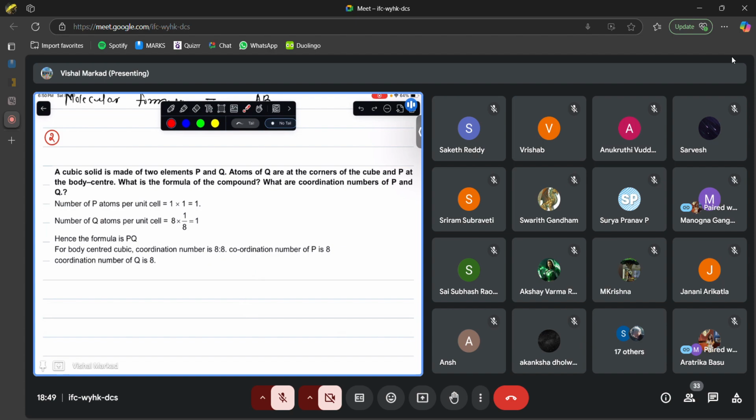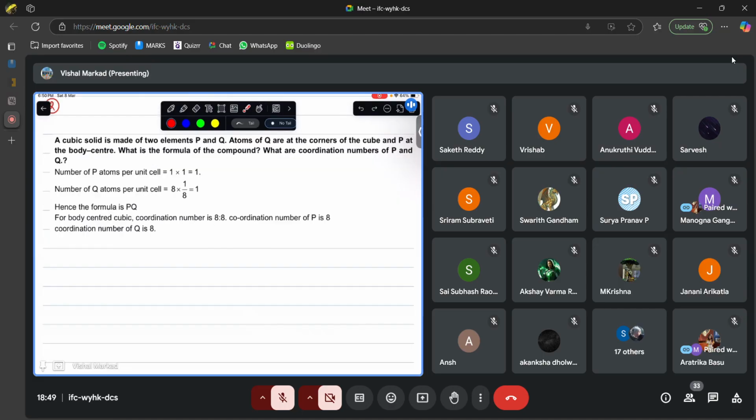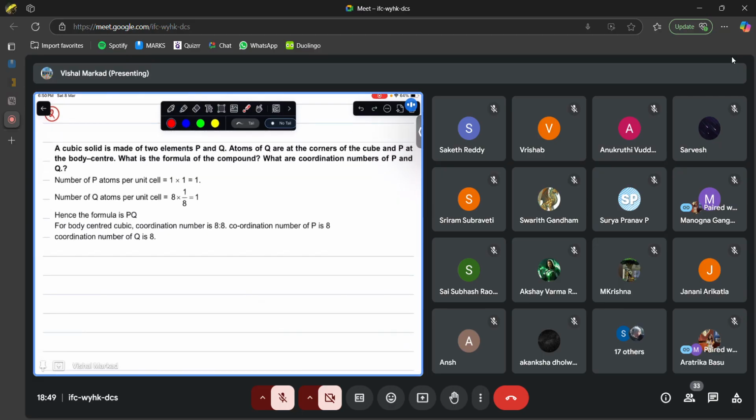For BCC, that coordination number means what? How many atoms are present as nearest neighbors? The coordination number here is a little bit different from that in coordination compounds. There it is the number of donor atoms. Here we study how many surrounding atoms will be there.